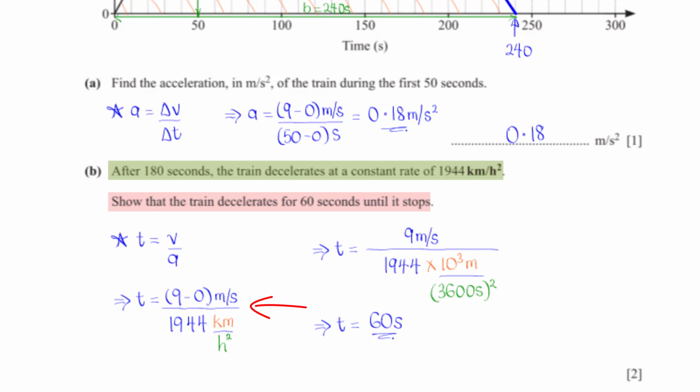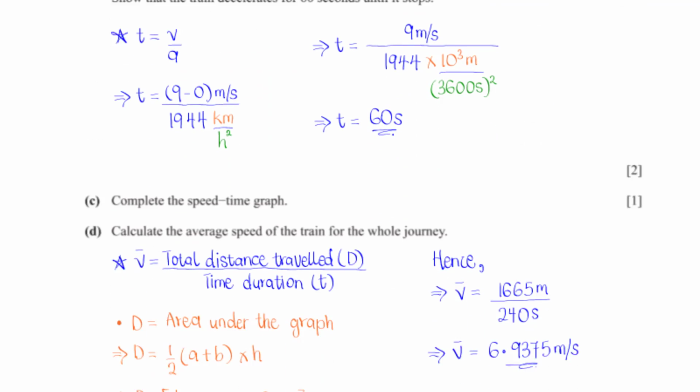So to get our answer in seconds, we need to convert kilometers per hour squared into meters per second squared. And we can do that by multiplying 1944 by 10 cubed and dividing by 3600 seconds squared. And when we type this into the calculator, we get the time duration as 60 seconds.